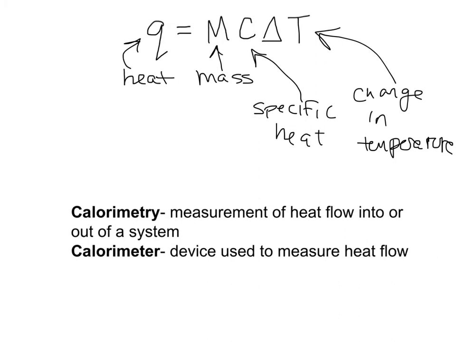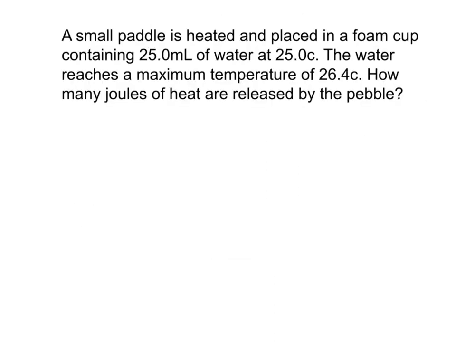Calorimetry is the measure of heat flow into or out of a system. A calorimeter is a device that measures heat flow. In the example problem, a small heated pebble is placed in a foam cup containing 25.0 milliliters of water at 25.0 degrees Celsius. The water reaches a maximum temperature of 26.4 degrees Celsius. How many joules of heat are released by the pebble?